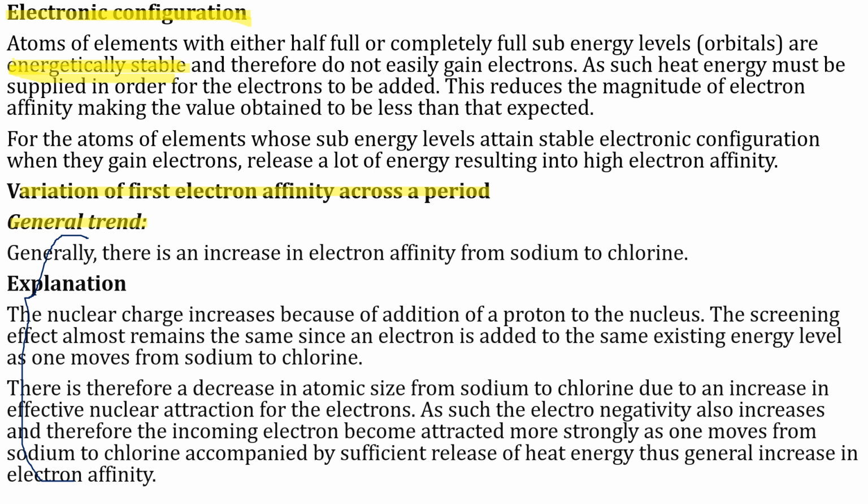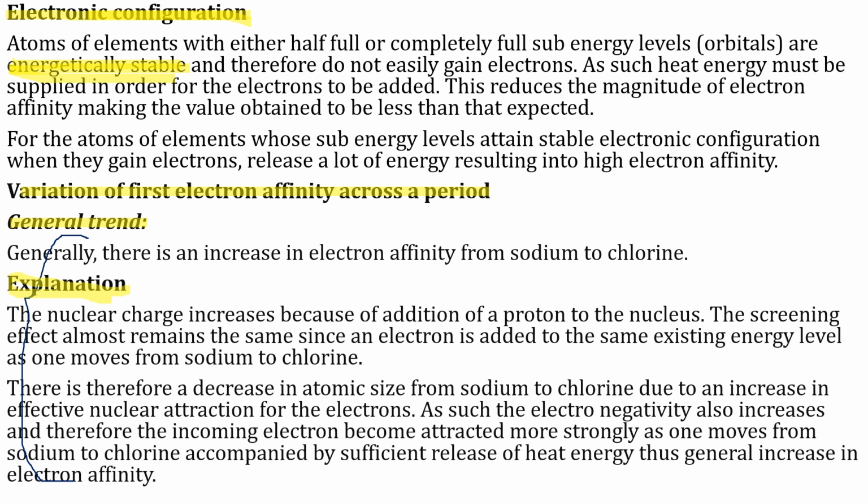Now the general trend across the period. What happens across the period? There's an increase in electron affinity from sodium to chlorine. And why is that the case? First brainstorm in yourself, before reading explanations, and ask yourself, why is electron affinity increasing across the period? What happens across the period? You find that across the period you have a decrease in atomic radius. So we expect the incoming electron to be strongly attracted progressively across the period.